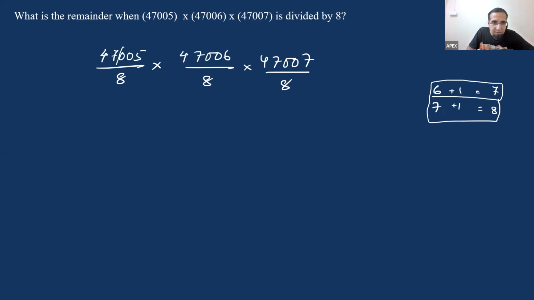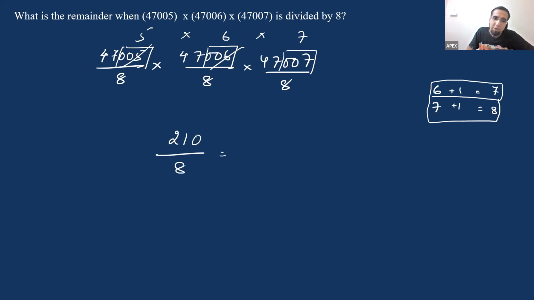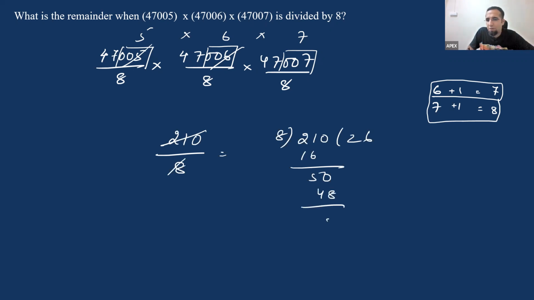So the last 3 digits are 005. Last 3 digits are 006. So here the remainder will be 5. Here the remainder will be 6. And here the remainder will be 7. So 5 into 6 is 30. 30 into 7 is 210. So my final remainder is 210 when divided by 8. 8 twos are 16. Let's do this. 8 twos are 16 and you have 58, 8 sixes are 48, which means the remainder is going to be 2. Clear? So the final remainder becomes 2 when this number is divided by 8.